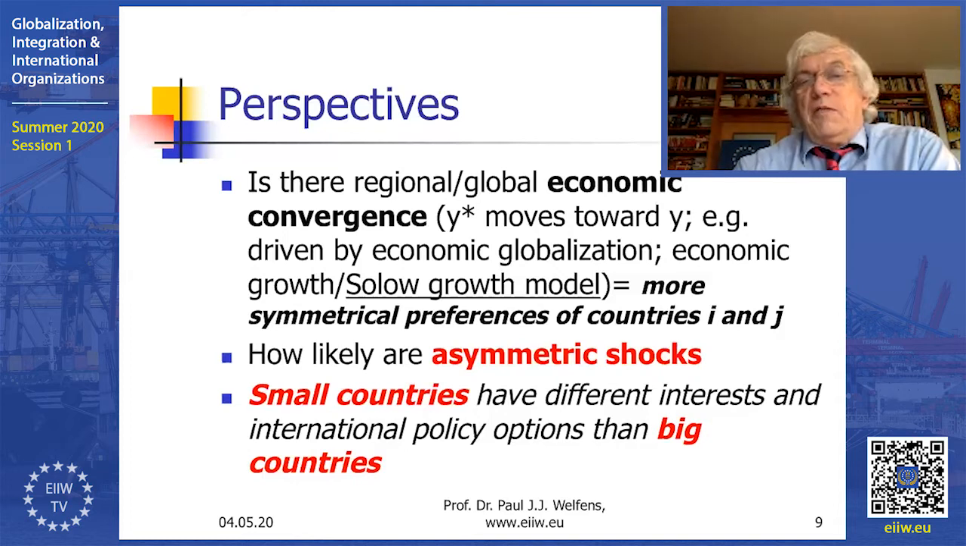Yeah, we will have more symmetrical preferences of countries I and J if we have economic convergence. So that will make negotiations much easier. Question is, how likely are asymmetric shocks? That's not so easy to assess. Okay, the coronavirus shock was a rather symmetric shock across countries in the world economy in 2020.